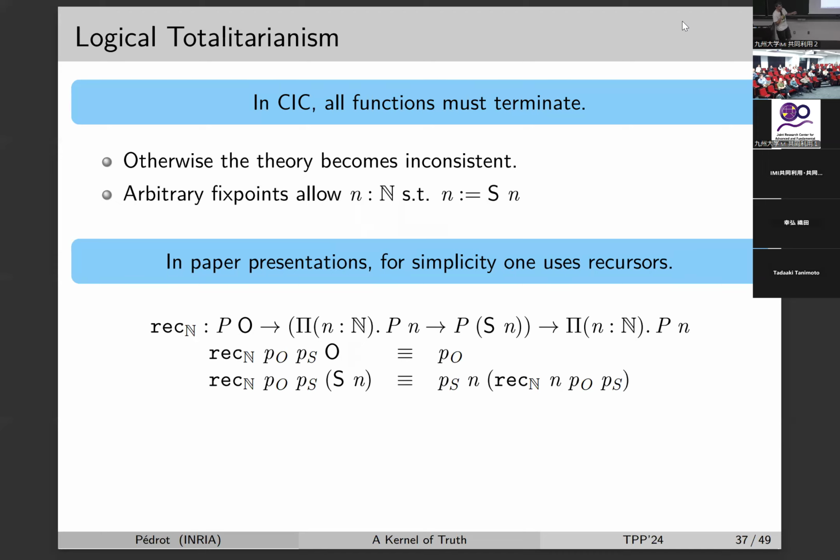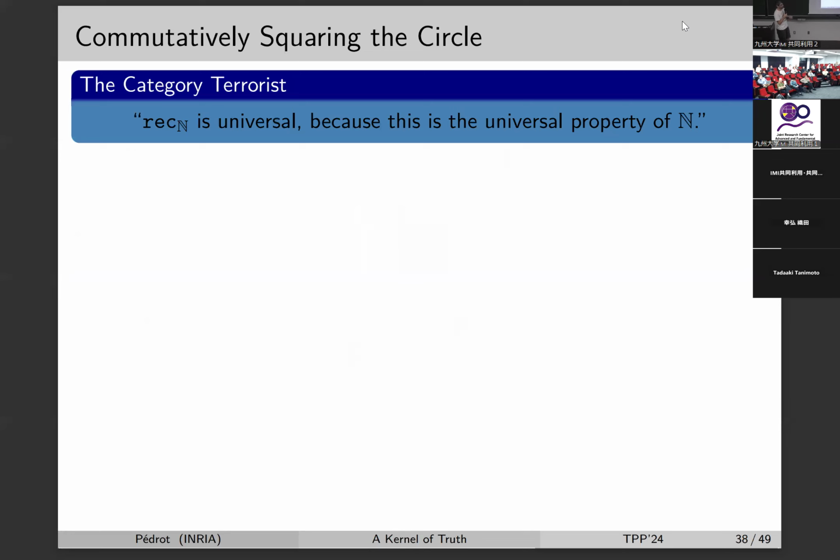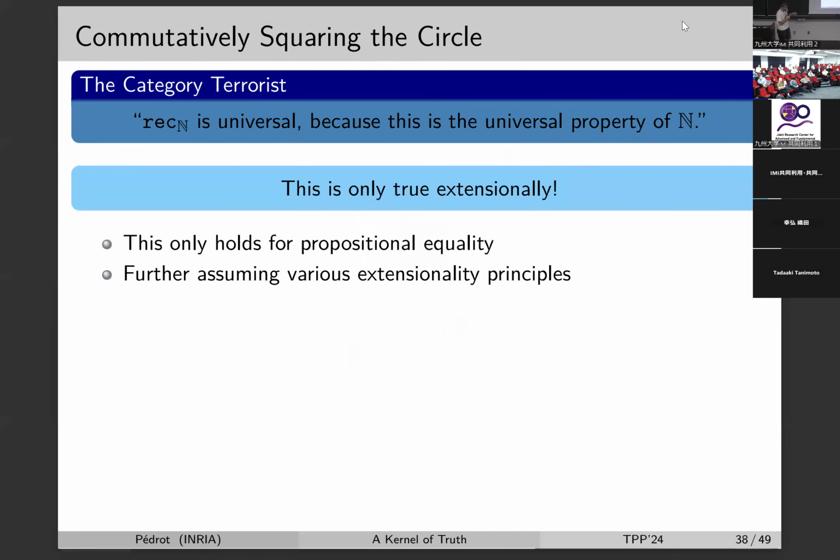So this is really like a specific kind of fixed point. These ones are nice. And if you listen to the category people, they'll tell you, this is the natural number type. It has a universal property. So this is universal for your functions. Also good. Okay. This is not true.